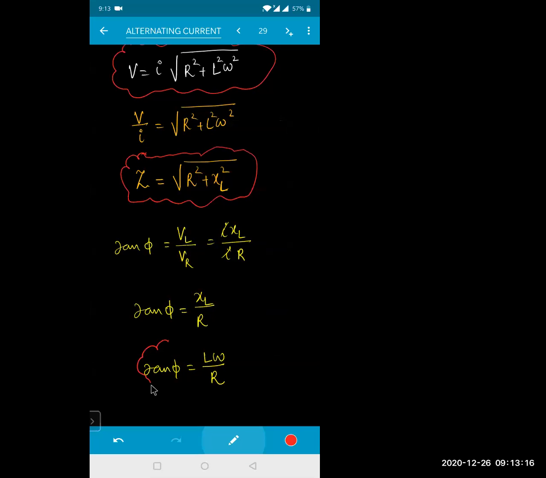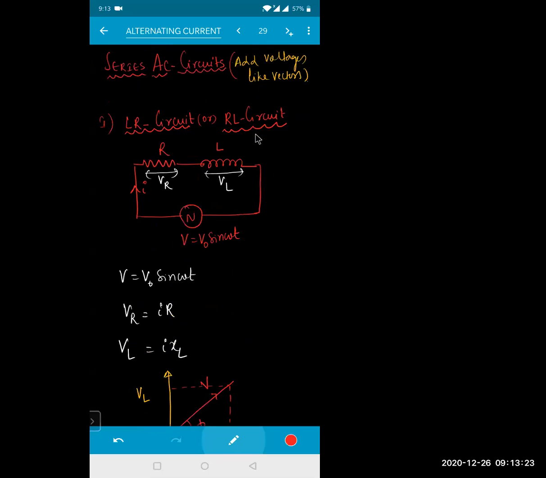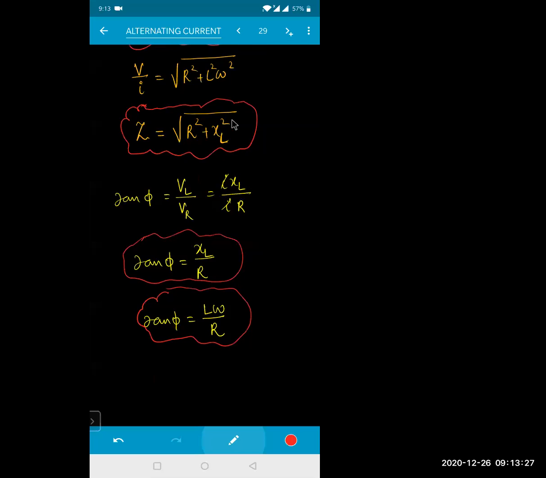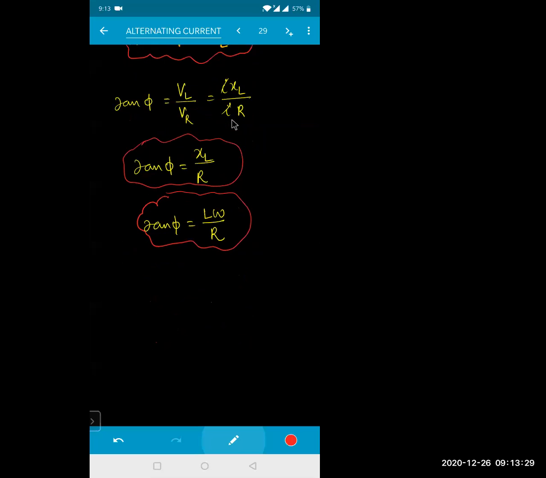So ultimately I got the phase angle when alternating current is passing through an LR circuit. When alternating current is passing through an RL or LR circuit, the potential I'm getting is V equal to I into R. That means voltage leads the current. So you see the vector diagram right now in this one.